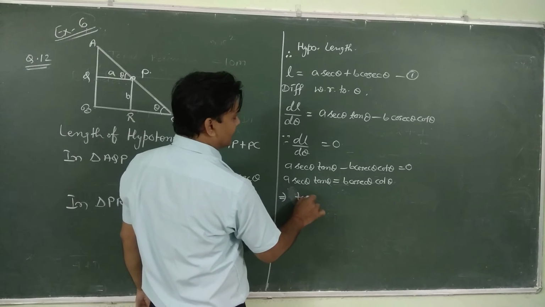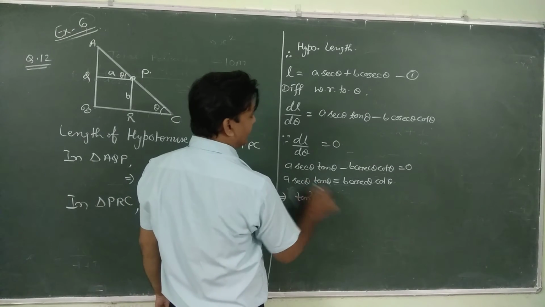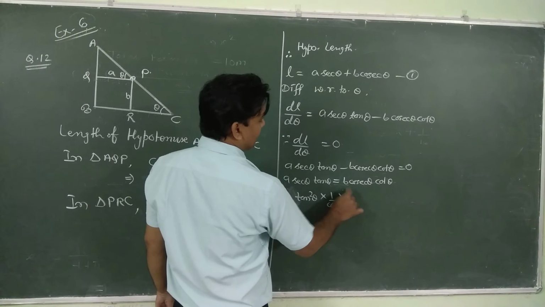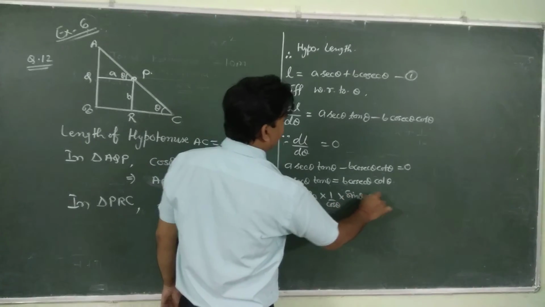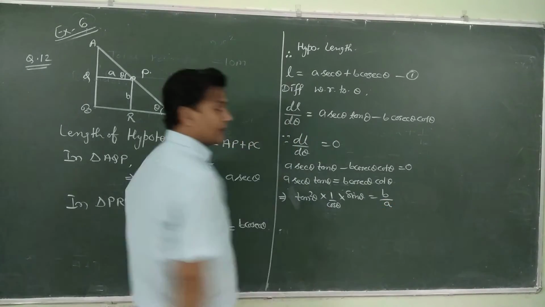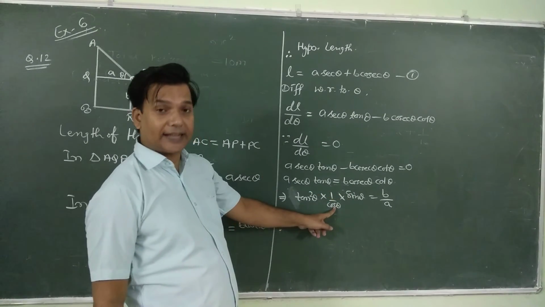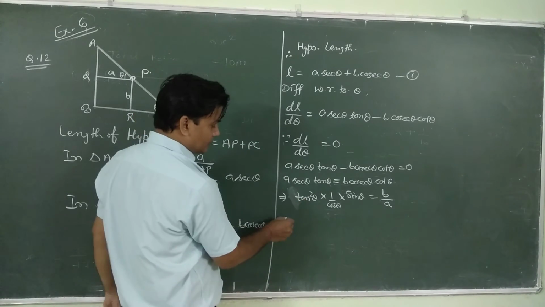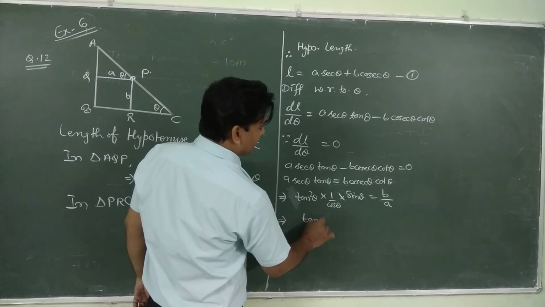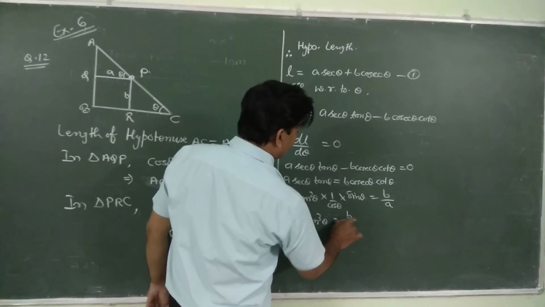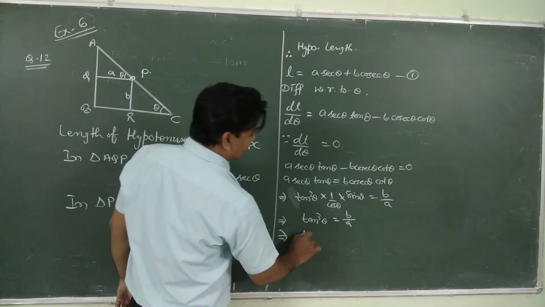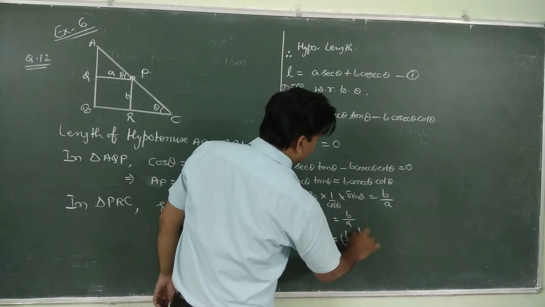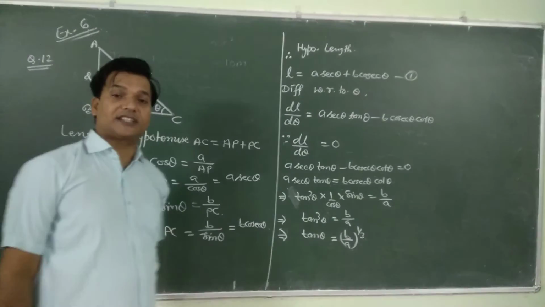Tan square theta into sec, which means 1 by cos, and cosec means 1 by sin, which we multiply here, sin, is equal to B by A. Now sin upon cos is again tan, so tan square multiplied by tan gives tan cube. So we have here tan cube theta equals B by A. So the value of tan theta is B upon A raised to 1 by 3. This is the value of tan theta.